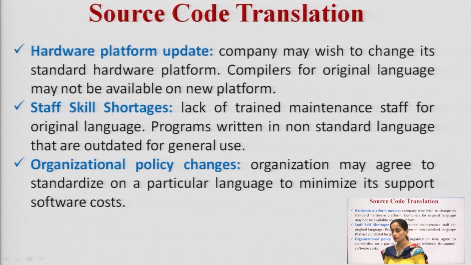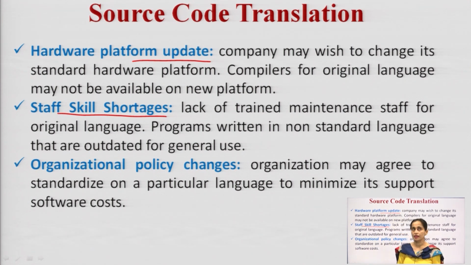Then comes the source code translation. Source code translation is needed because of a hardware platform update, that is, the company may change the hardware design, and the compiler for the original language is not available now. The second reason is staff skill shortages. There may be a lack of trained maintenance staff for the original language in which the software was written, and now that language is outdated.